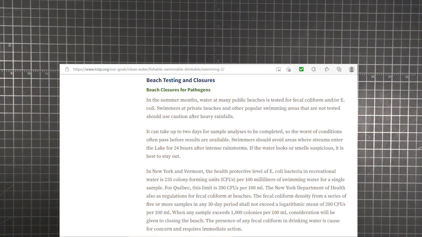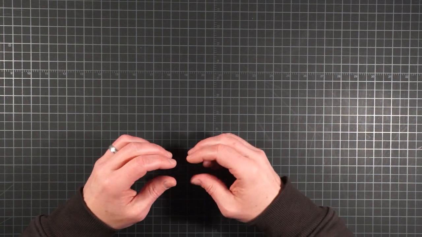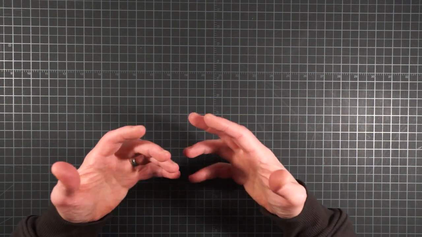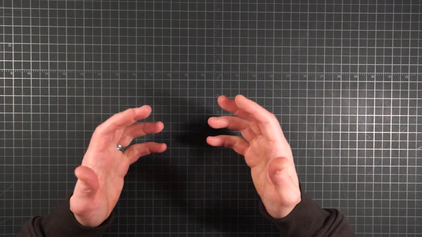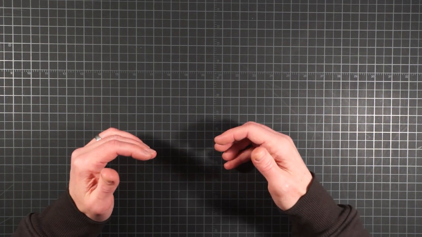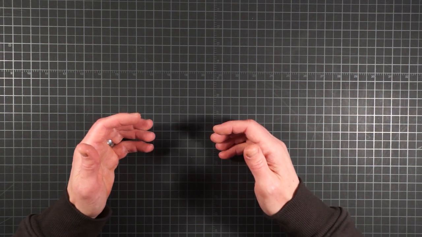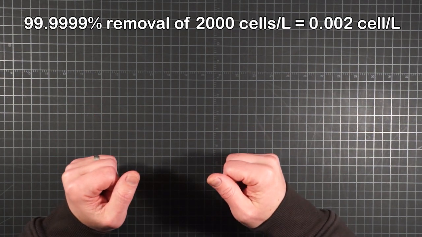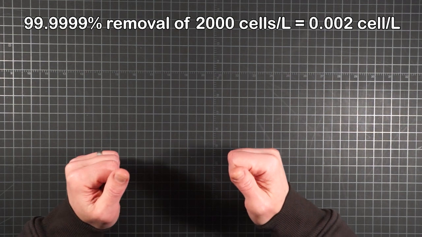Remember, it's the dose that matters, and that's based on both concentration per liter and the number of liters consumed. But, for the record, the presence of any fecal coliform in drinking water is cause for concern and requires immediate action. In other words, the official goal for E. coli count in drinking water is none. So what the reduction standard is meant to do, presumably, is remove enough bacteria from your water to get you as close as possible to a statistical concentration of 0. If we apply the EPA's 6 log removal to 2,000 bacteria per liter, we get an average concentration of 0.002 cells per liter.